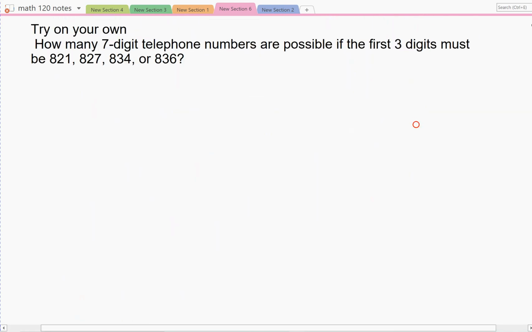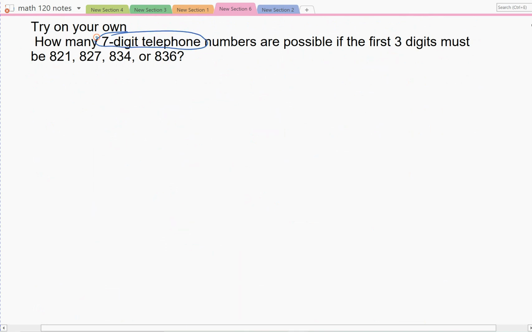Telephone numbers work exactly the same way, except it's 7 digits, not including the area code. A 7-digit telephone number is a sequence of digits. I want to know how many possible telephone numbers there are in the world that have the first 3 digits being any of those 4 sets: 821, 827, 834, 836. You are allowed repeats, and you can use any of the 10 digits, 0 through 9. So keep that in mind when you fill that out. And again, I will post an answer key to that later.